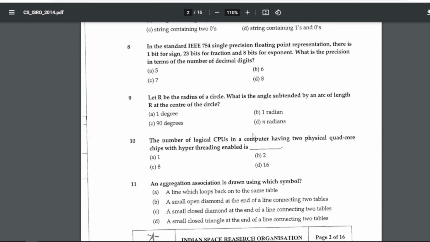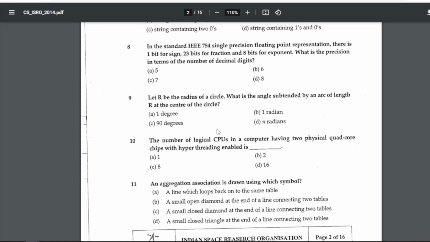Now question number 8 is, in the standard IEEE 754 single precision floating point representation, there is 1 bit for sign, 23 bits for fraction and 8 bits for exponent. What is the precision in terms of the number of decimal digits? If you solve this, you will get the answer as C, that is 7. So 7 is the precision in terms of the number of decimal digits.